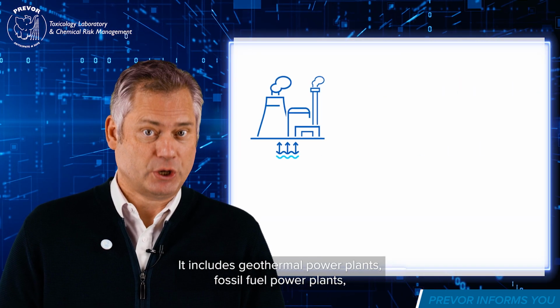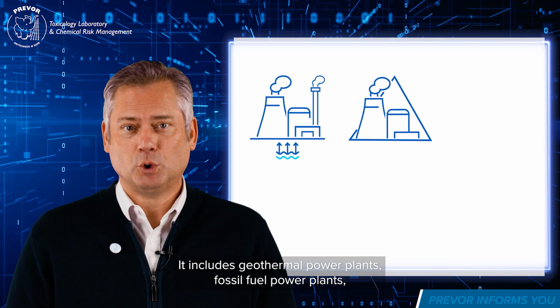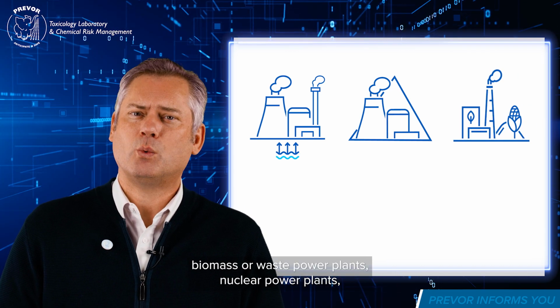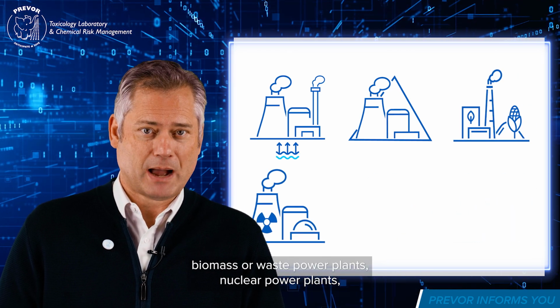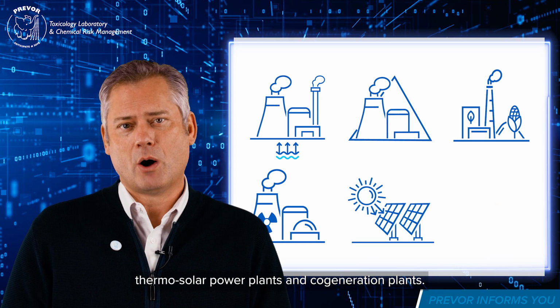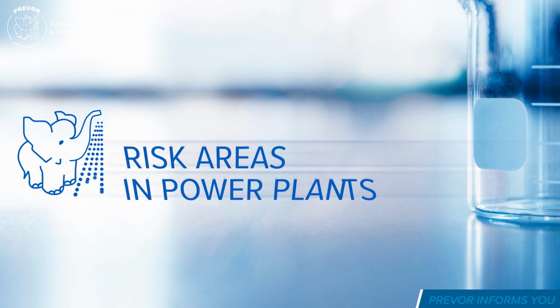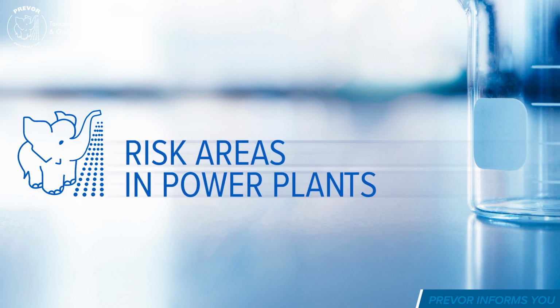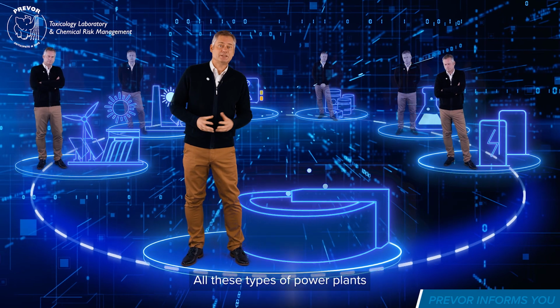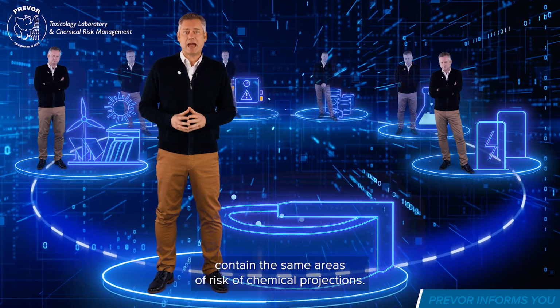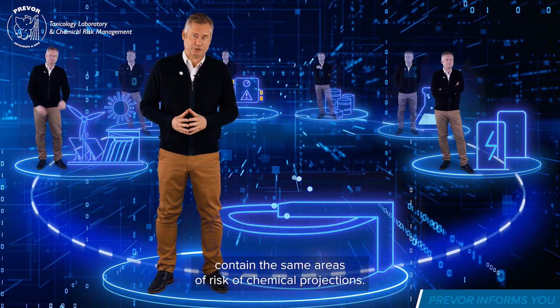It includes geothermal power plants, fossil fuel power plants, biomass or waste power plants, nuclear power plants, thermo-solar power plants and cogeneration plants. All these types of power plant contain the same areas of risk of chemical projections.